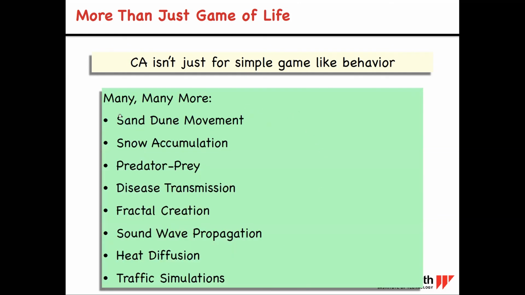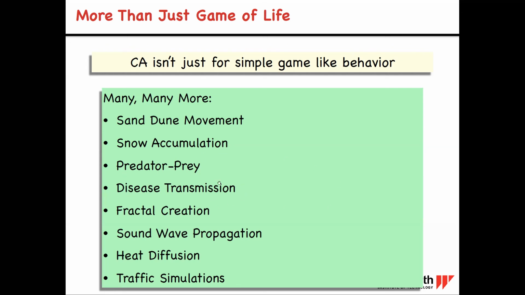There's lots of others as well, things like sand dune movement across a desert, snow accumulation, predator-prey model. For the snow accumulation one, I published a paper with a student in a video game journal about basically cellular automata for granular media. So things like sand or snow or stuff like that. It was a probabilistic model. So there's some cool stuff you can do with that, and people are still doing those sorts of things.